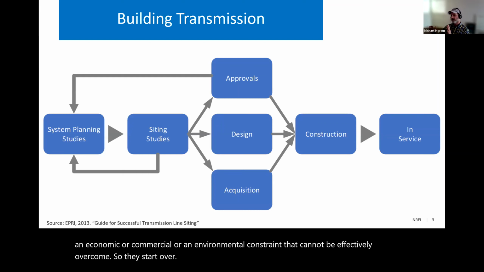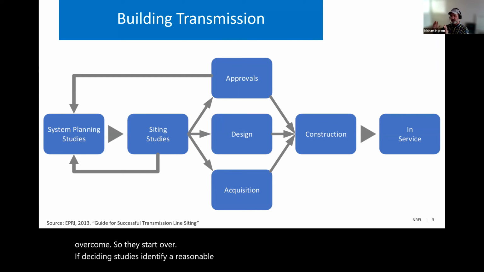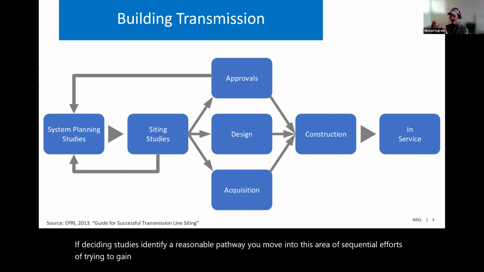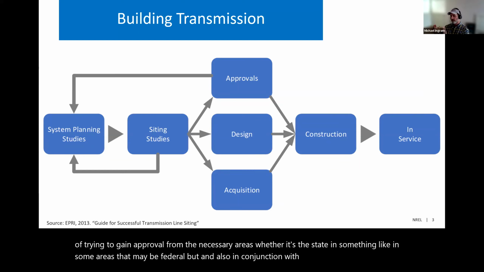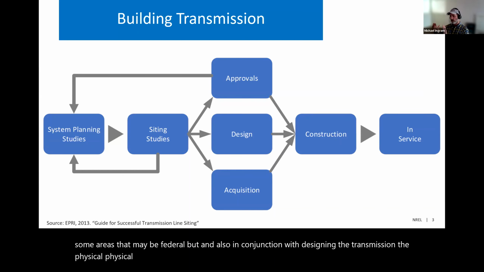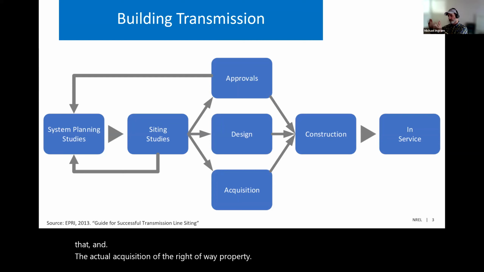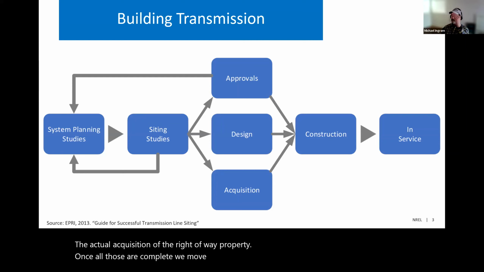If the siting studies identify a reasonable pathway, you move into this area of sequential efforts of trying to gain approval from the necessary areas, whether that's the state, in some areas that may be federal, and also in conjunction with designing the transmission, the physical connection, determining the requirements for the right-of-way, things like that, and the actual acquisition of the right-of-way property. Once all those are complete, we move into construction. Obviously, if the approvals fall through, then you start over again.